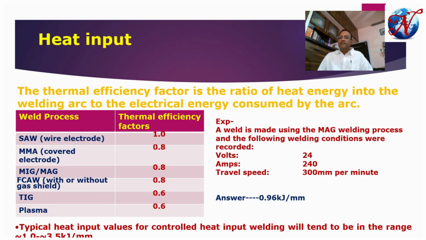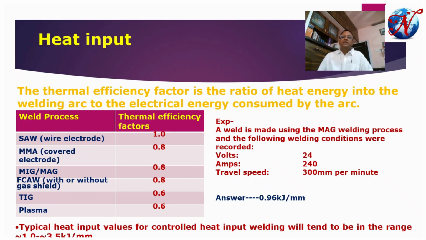Thermal efficiency is different for the different types of welding process. The maximum thermal efficiency factor is for the SAW welding process, which is considered 1. Other than that, SMAW has 0.8, MIG and MAG, that means GMAW, have 0.8, FCAW is 0.8, and TIG and plasma have the lowest thermal efficiency with 0.6. Whatever the thermal efficiency is, it is directly multiplied with the arc energy, and correspondingly it will give you the heat input.